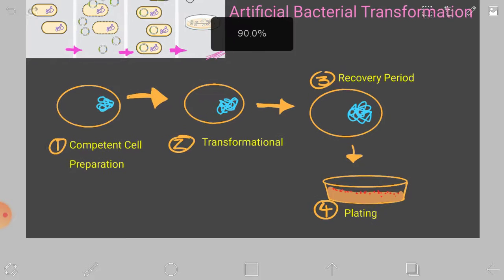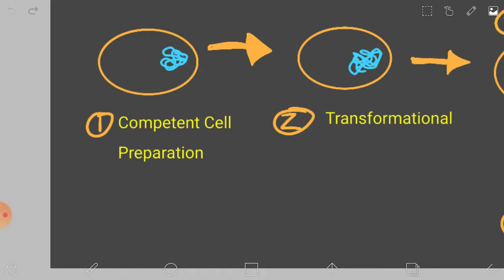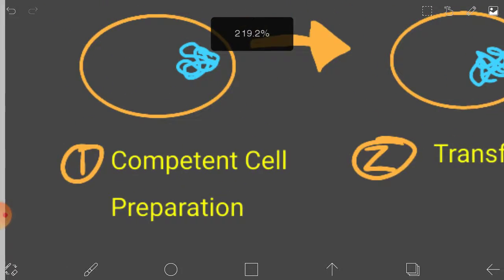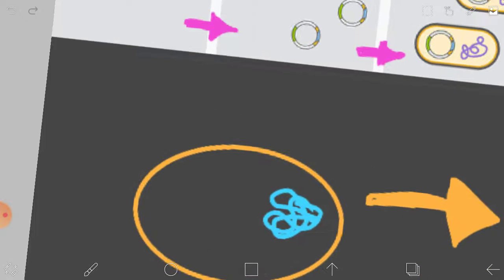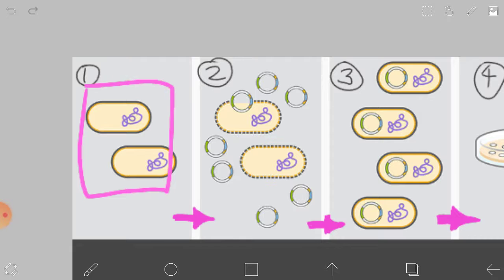Now this would be something that some of you might have a difficult time understanding. I myself had a difficult time trying to understand all of this. I've gone through a long time trying to understand this, and even now it's kind of hard for me to explain. So we'll just go here to competent cell propagation, which is step 1.